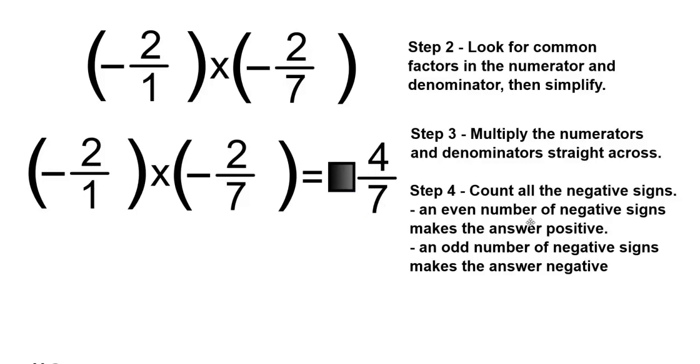Count all the negative signs. An even number of negative signs makes the answer positive. An odd number of negative signs makes the answer negative. There's 2 negative signs, which means there's an even number of negative signs, and that makes the answer positive. So the answer will be 4 over 7.